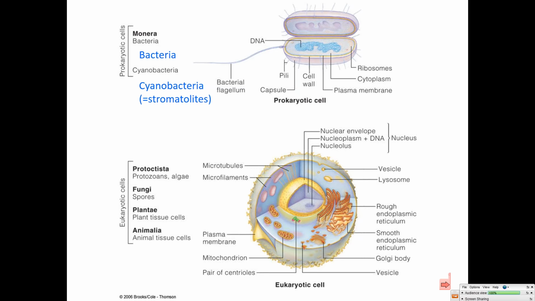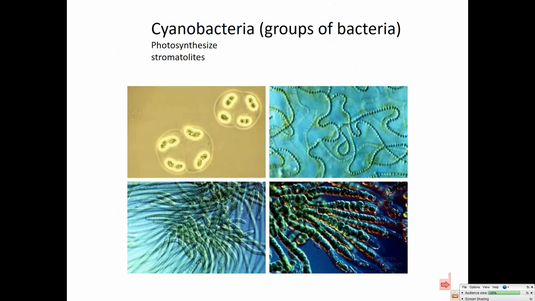There's nothing for them to eat. They have to make their own food. Okay? So this first form of life on Earth were these prokaryotic cells, these bacteria. They're called cyanobacteria. That means photosynthetic bacteria. And the name of these particular cyanobacteria, these early ones, were called stromatolites, and we'll see why in a second.